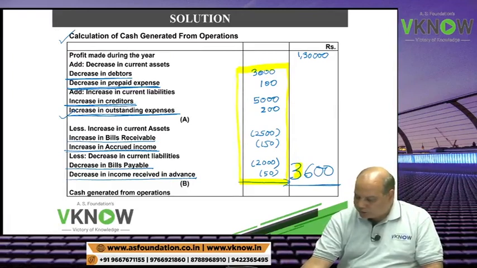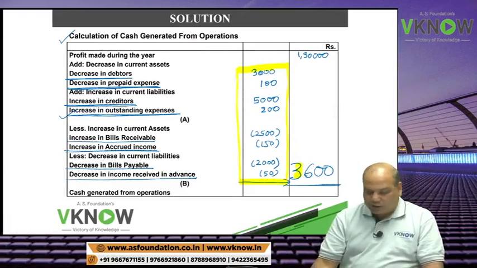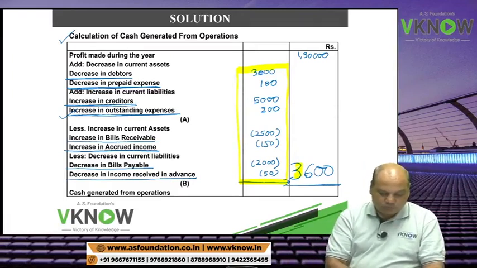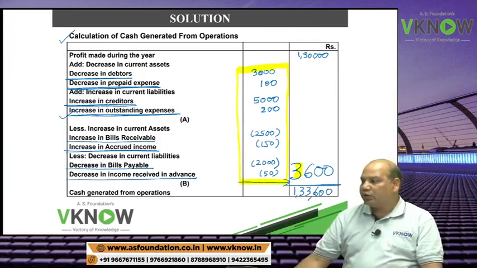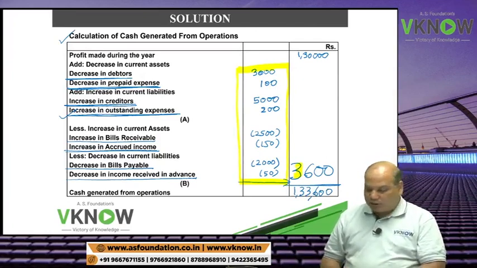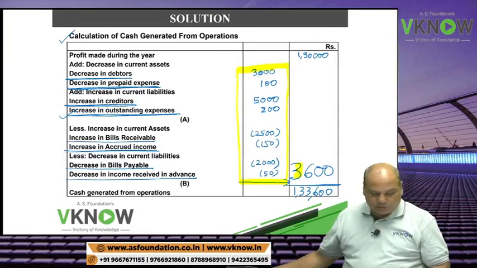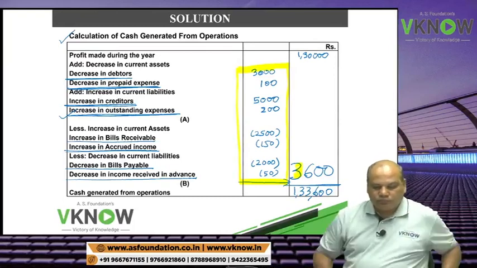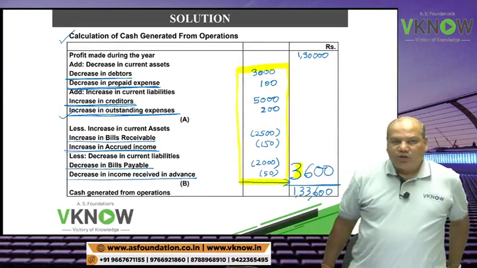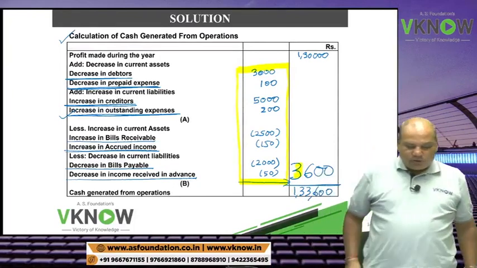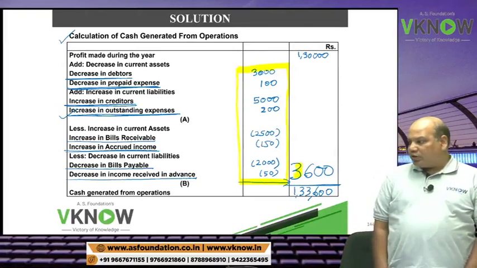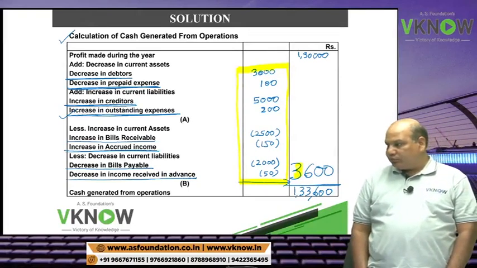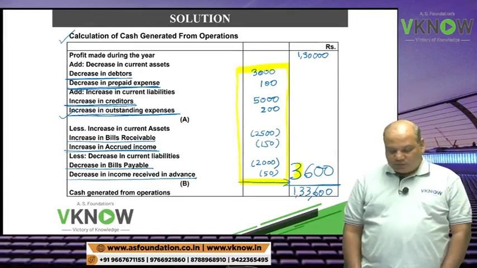Therefore, in the last line, write down cash generated from operation, 133,600. Check the answer and tell me if this is right or not. Everybody, please check. 133,600 is the answer. Balakrishna is right.